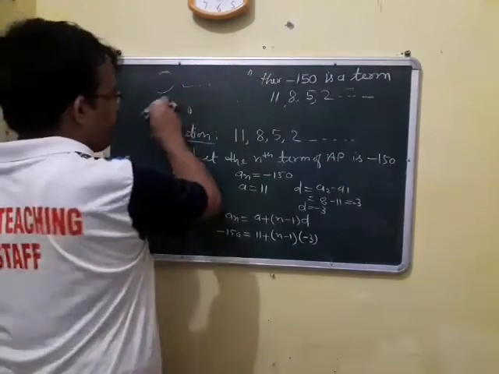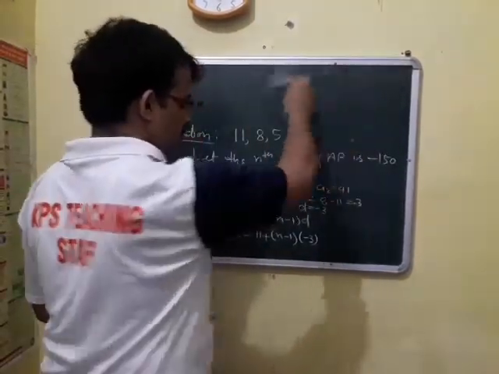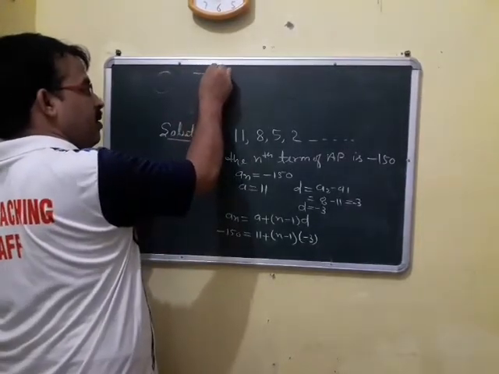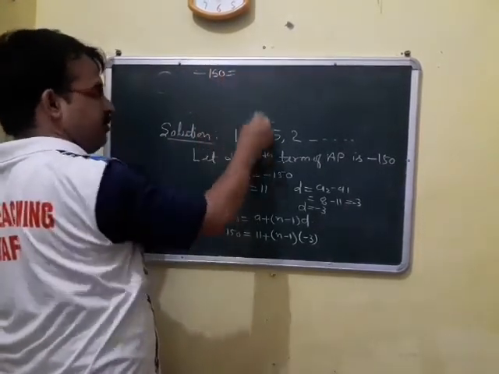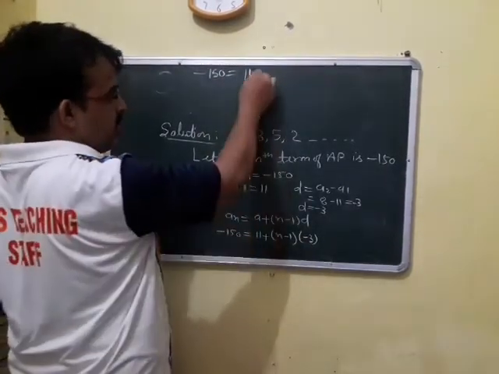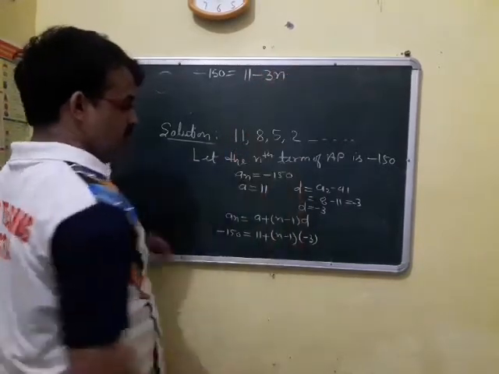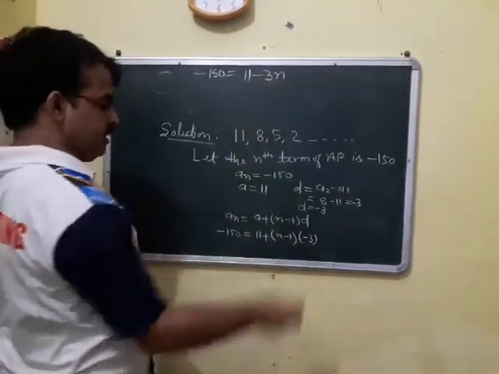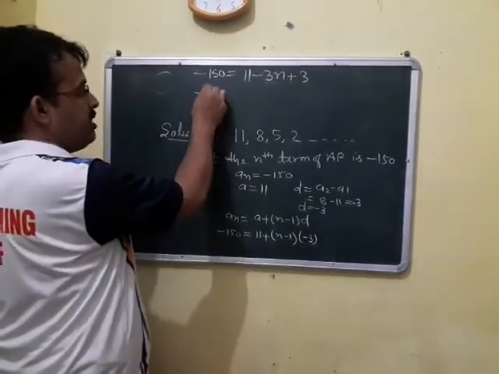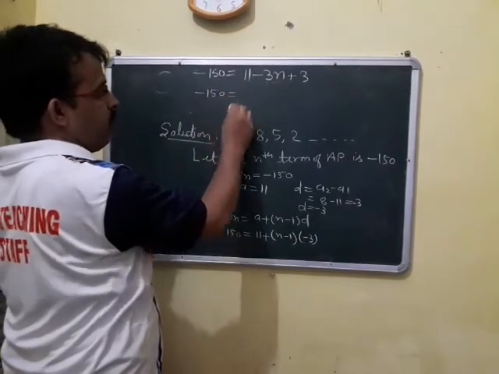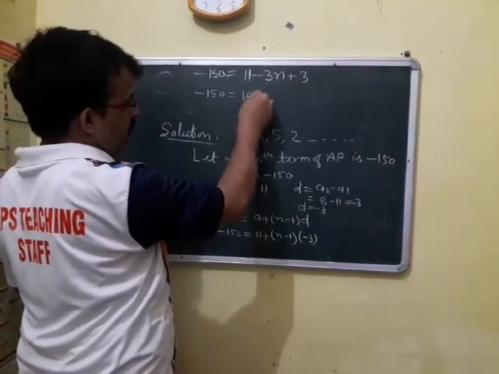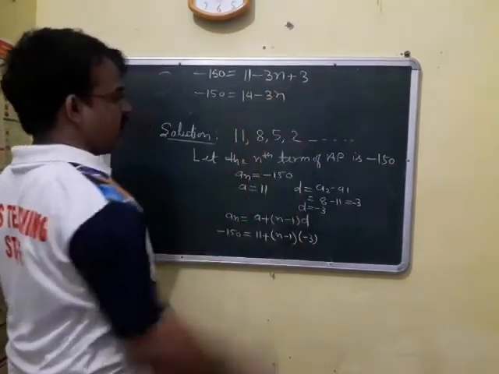Now look at minus 150 is equal to 11, plus (n minus 1) times minus 3, which gives minus 3n, clear. And minus into minus multiplication gives plus 3. Now minus 150 is equal to 11 plus 3, that is 14, minus 3n, clear.